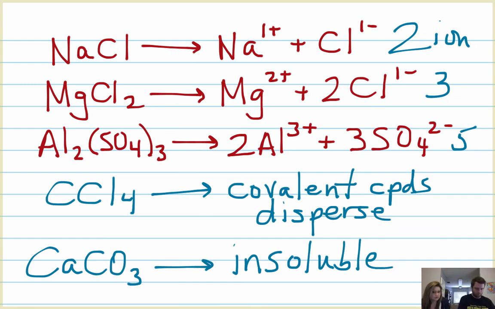So the most important thing: first check and see if it's ionic. If it's covalent, it's automatically not an electrolyte. If it's ionic, maybe. Then we have to check the solubility rules. So you're looking for something that is ionic and soluble. More ions, more electrolytic. Great. Thank you very much.